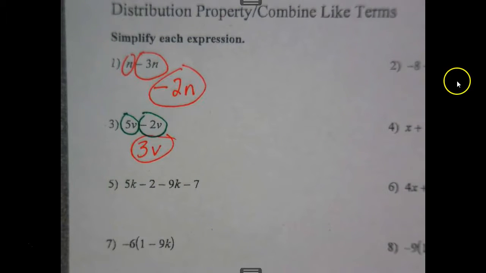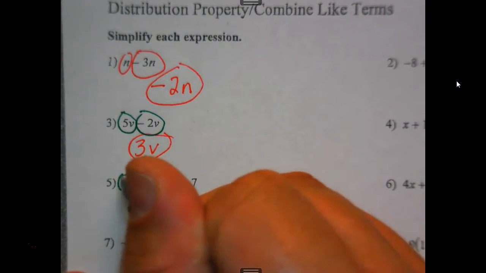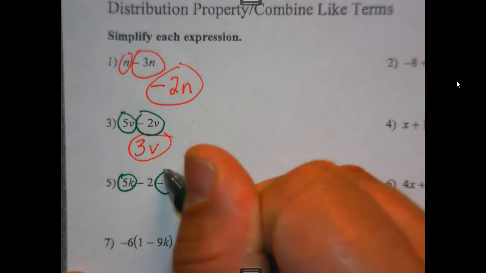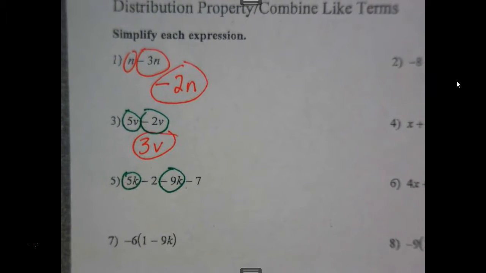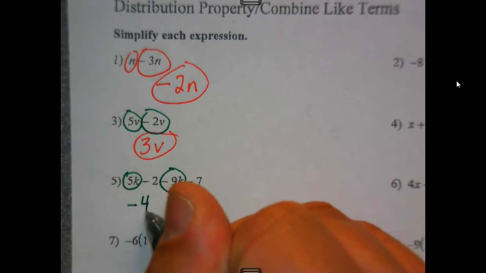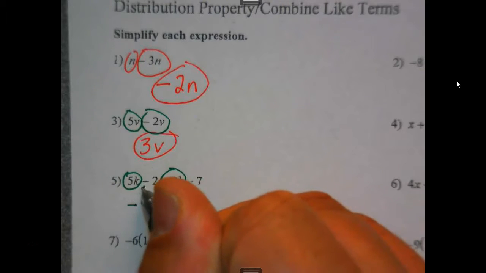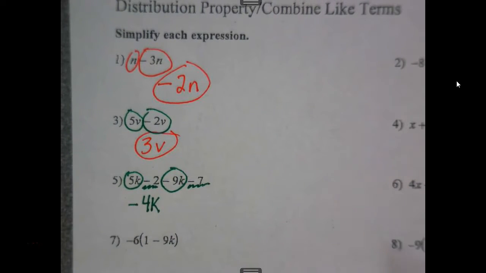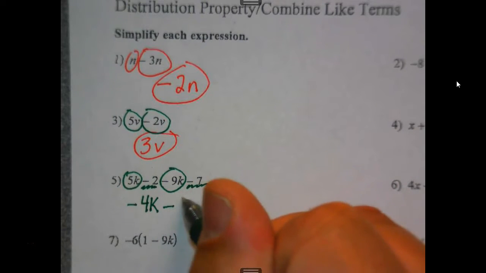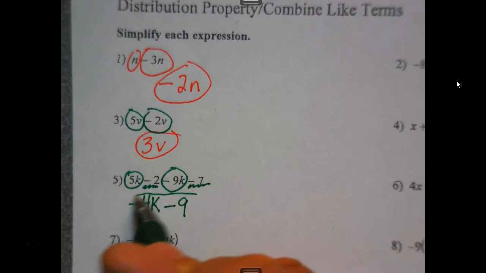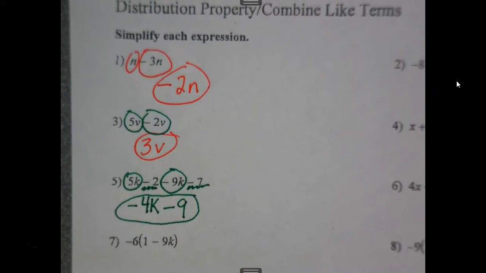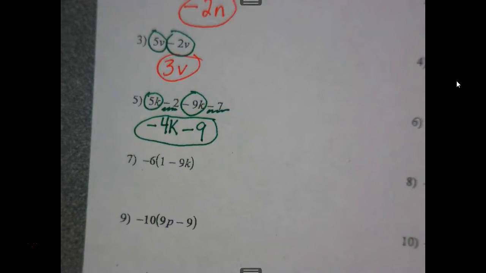Okay, number 5. I have 5k and a minus. Notice how I circled the sign in front of the term. So I have 5k minus 9k is what? Negative 4k. And then minus 2 minus 7 minus 9. Got it? Do not combine those. They're not like terms. Stop it.